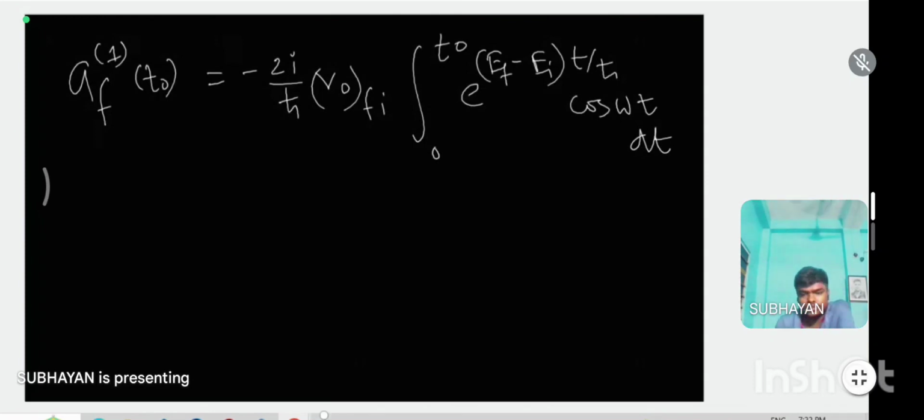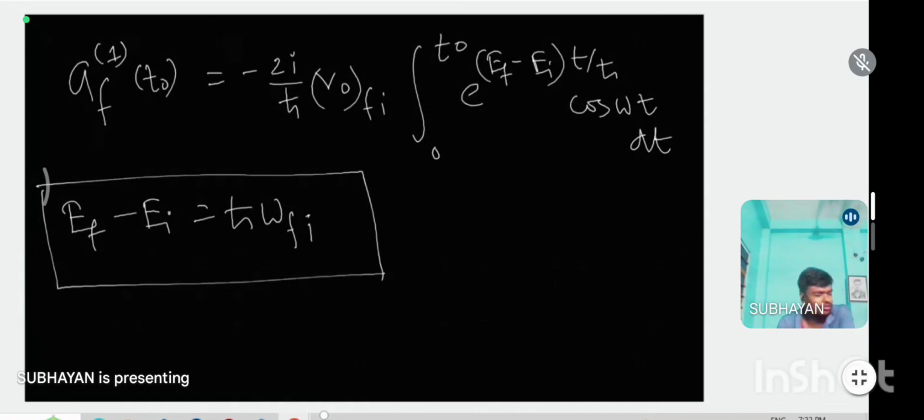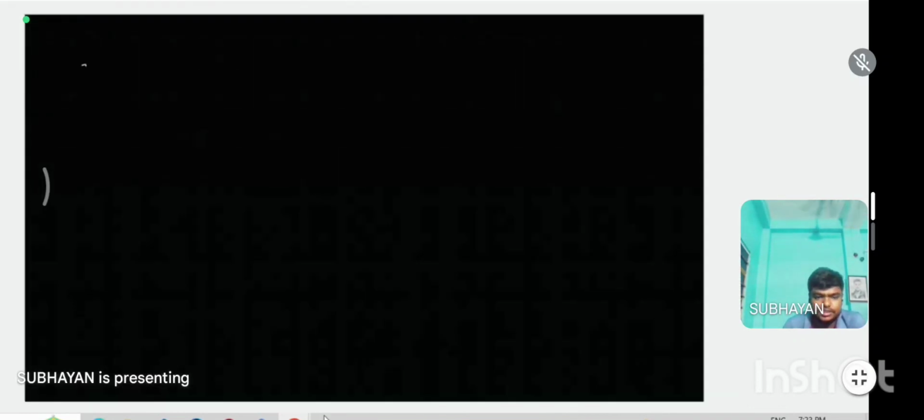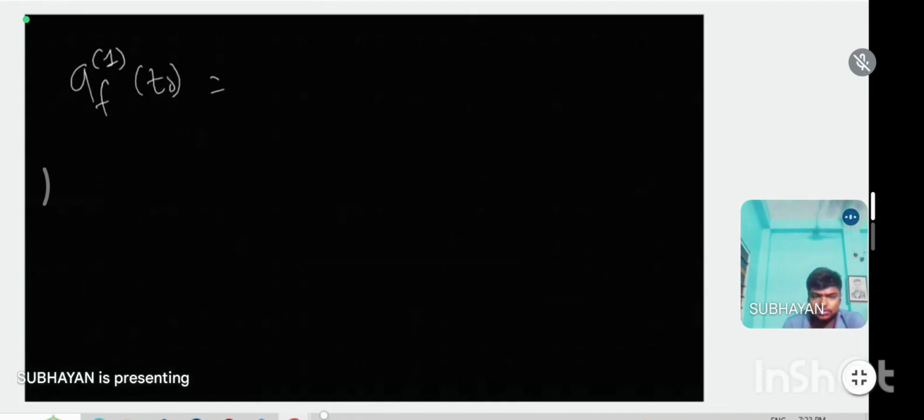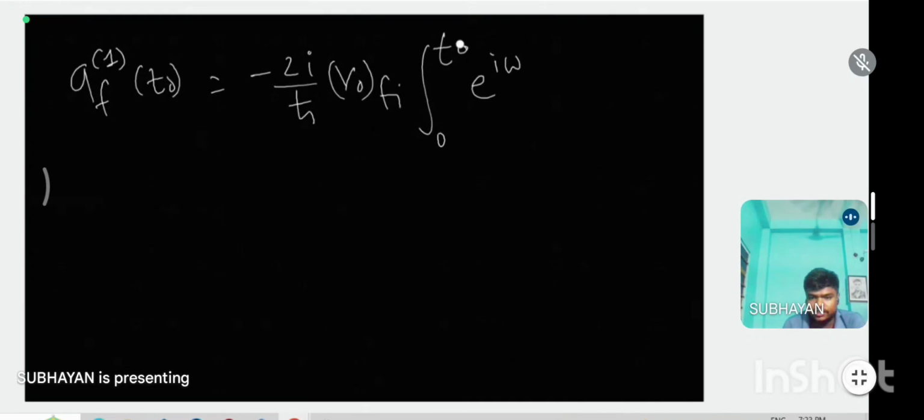Very simple. Now let E_f minus E_i be equal to h cut omega fi. Omega has the dimension of angular velocity from this combination. So let E_f minus E_i be h cut omega fi. Then the equation can be simply written as a_f1 of t naught is equal to minus 2i by h cut, V naught of fi, integration from 0 to t naught, e to the power i omega fi t and cos omega t dt.